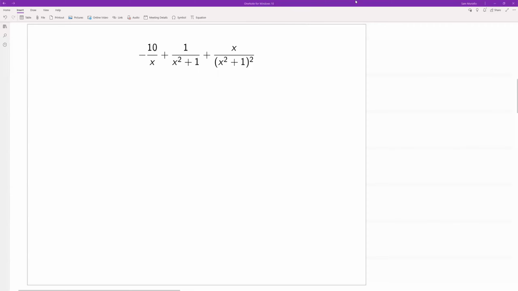Okay, welcome back. We'll be continuing on today in Chapter 8. Today, we're looking at partial fraction decomposition.